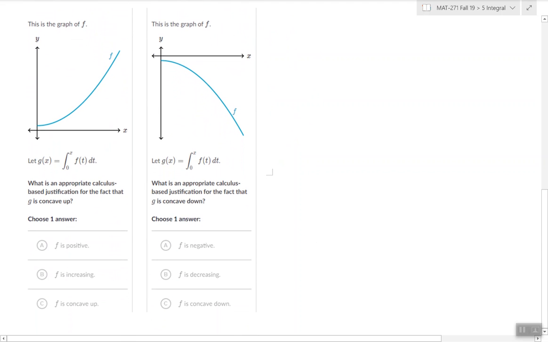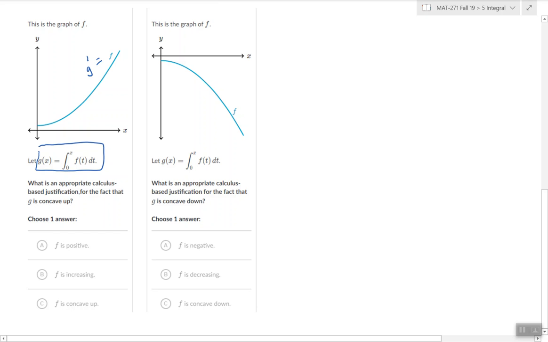We've got another one here. We're given a graph of f again. So it's the same kind of deal. We're given g of x, the accumulation function. And so then g prime is f, so we're given g prime. G prime is the same as f, okay? What's an appropriate calculus-based justification for the fact that g is concave up?